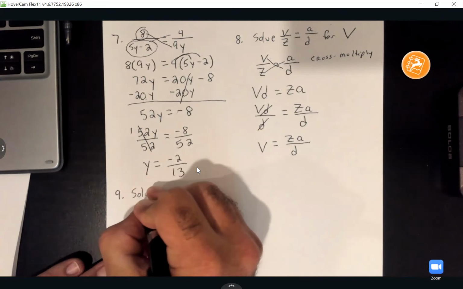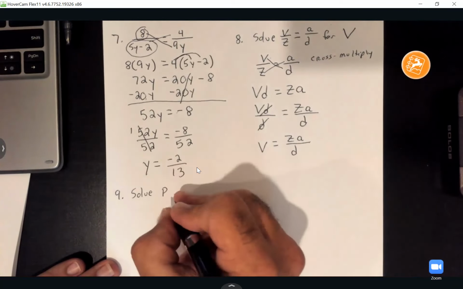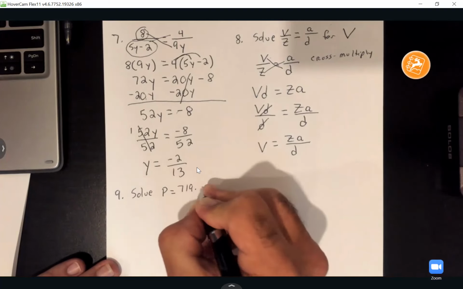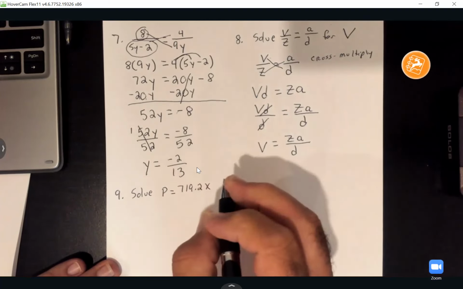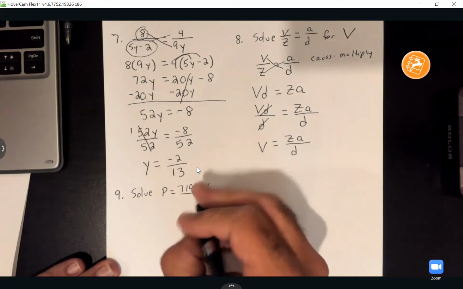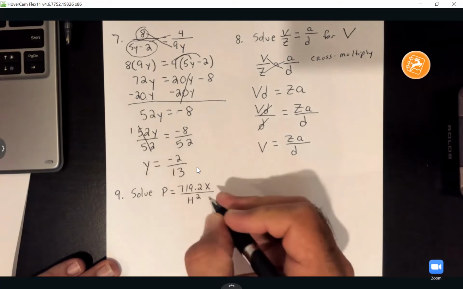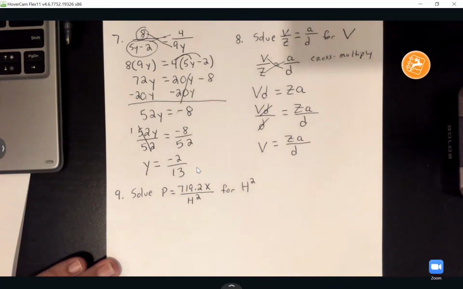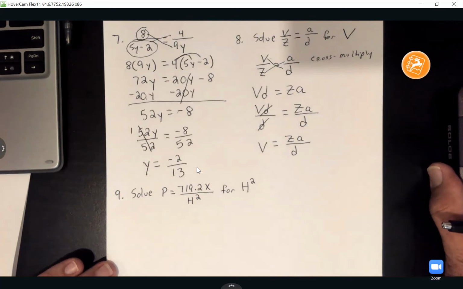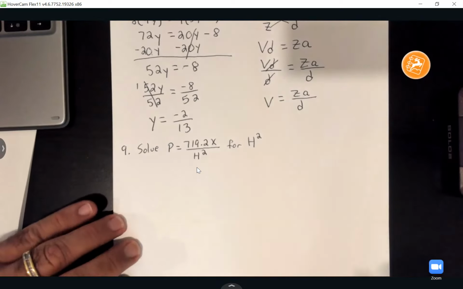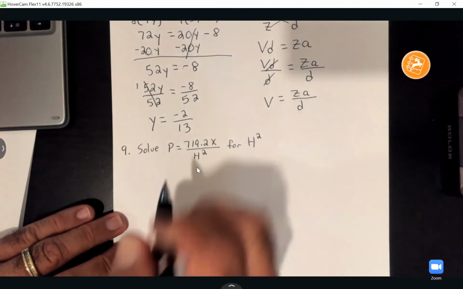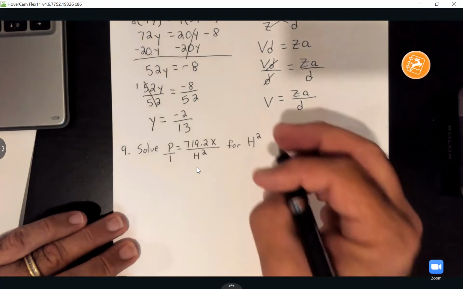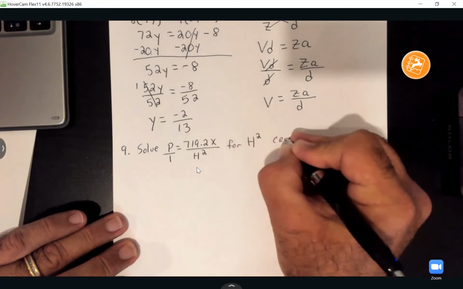All right, this one we're going to solve P equals 719.2x over capital H squared. We're solving that for the H squared. Now, to make this side look like a fraction, if you want to, put a 1 under that. And I'm going to cross multiply again.